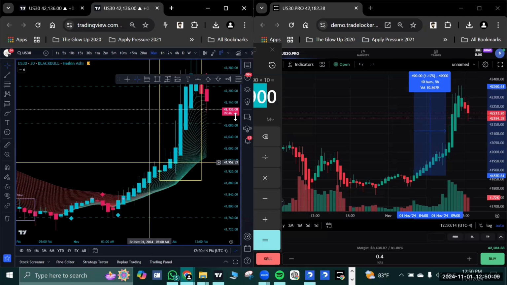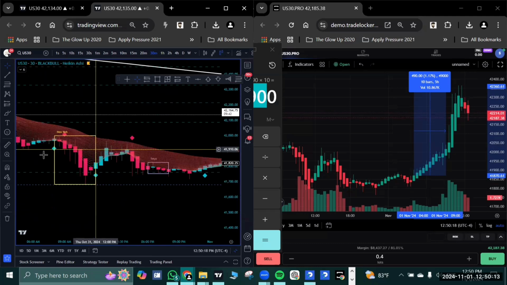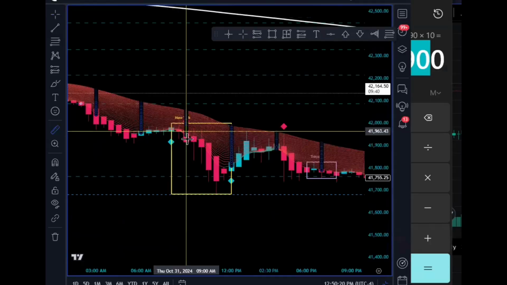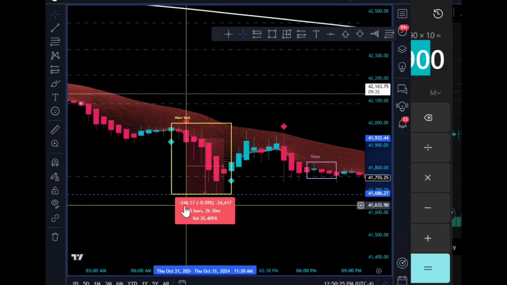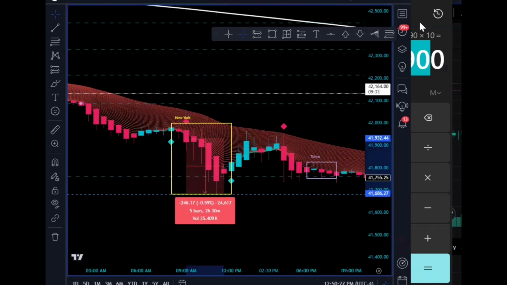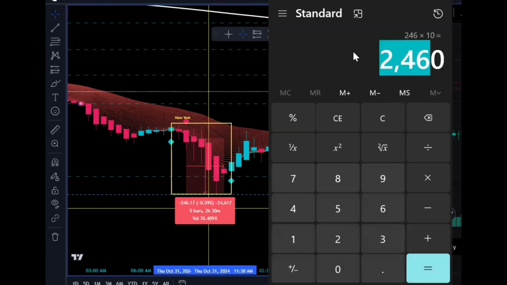Now, this was not in the box, right? Not in the box. But let's look at the next day, the day before. 246 times what we're risking. So let's do 246 times 10. There we go. 2,400 in 2 hours and a half.